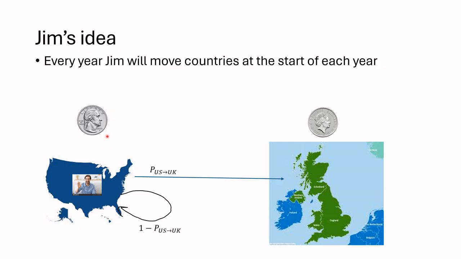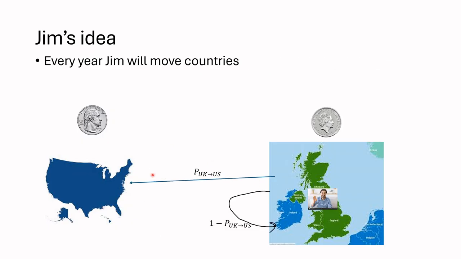And Jim, he's going to flip his coin, and if it lands on heads, then he's going to go over to the UK. And the probability that his coin lands on heads is P sub US to UK. And then also, clearly, the probability that he would stay would be the probability that it lands on tails. And that would clearly be 1 minus P sub US to UK, just the probability that he doesn't go.